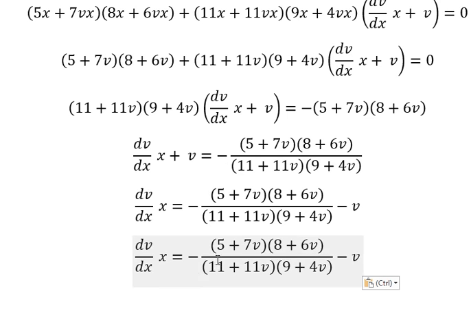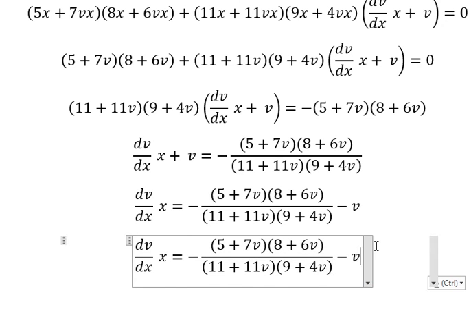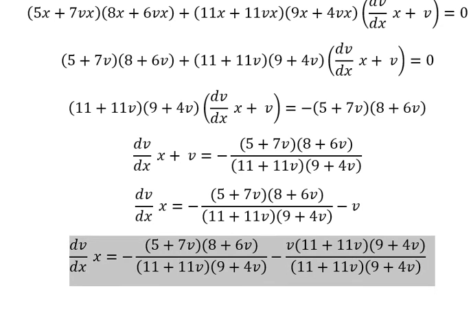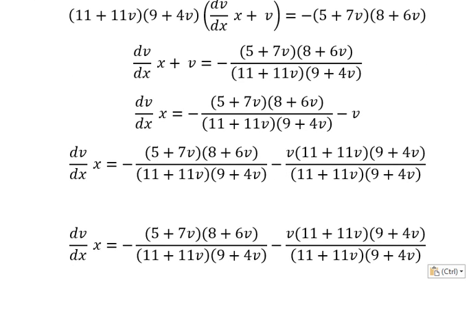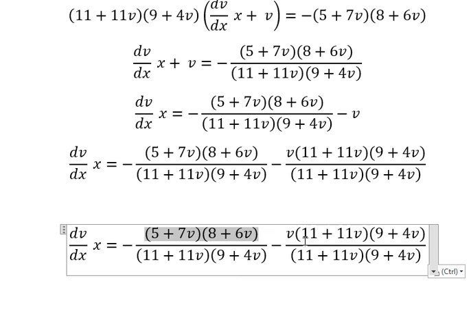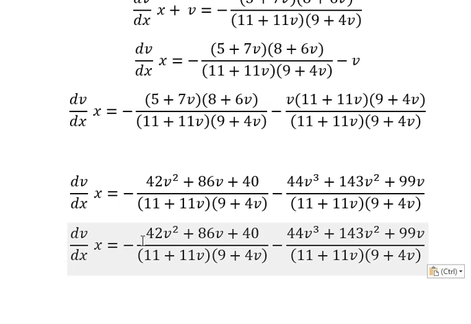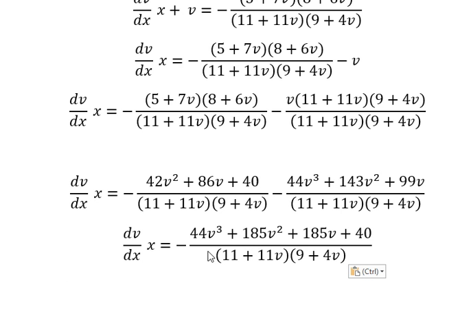Next, we can do common denominator. Now, we need to expand this one and this one. So now we have like this. Then we combine two fractions together. Now we have like this.